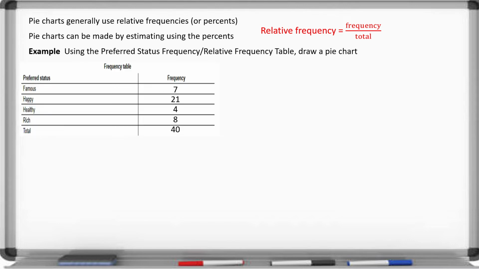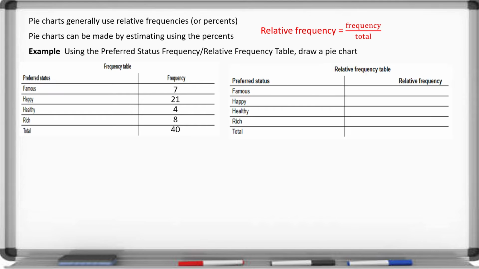So let's look at the frequency table from the previous data set and the previous lesson. Notice that the total is 40 here. Now we're going to make the relative frequency table using the above formula. To calculate the relative frequency for famous, we take the frequency of 7 and divide it by the total of 40, and then move the decimal place twice in order to make it into a percent. Repeating this for the rest of the categories gives us the following percentages or relative frequencies.